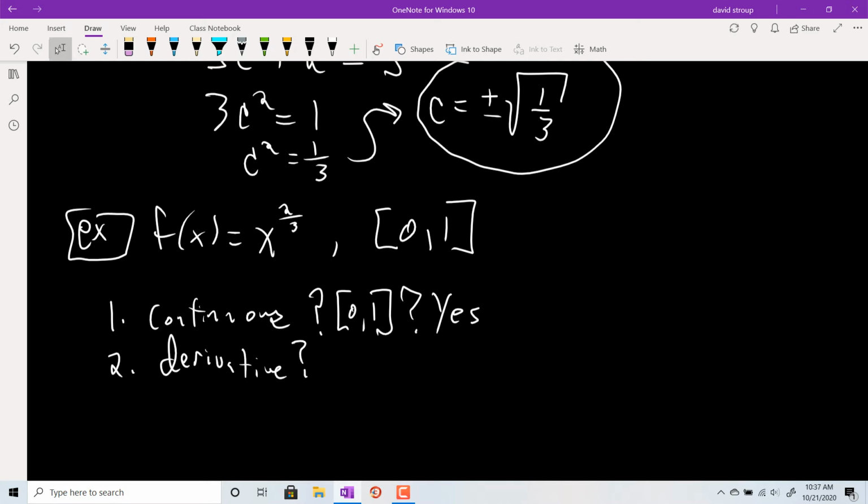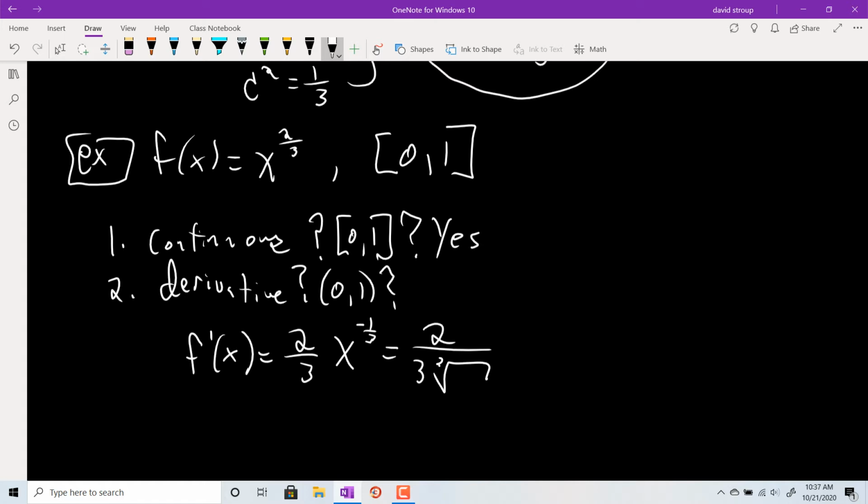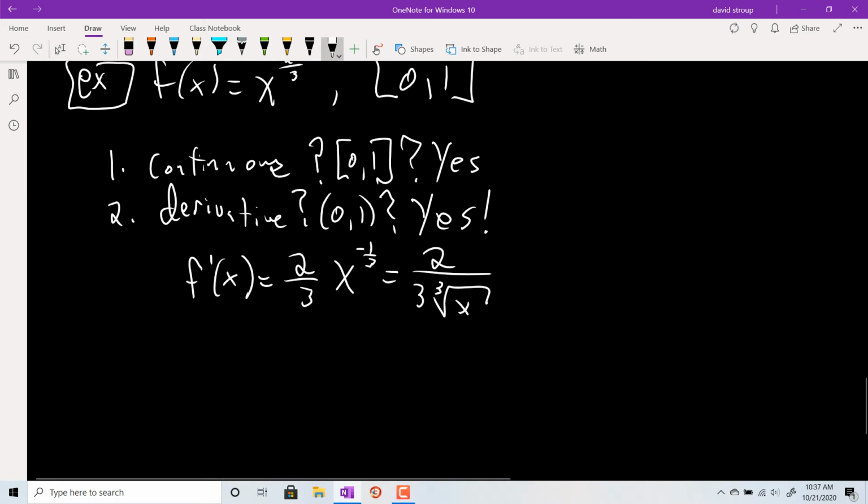Secondly, then the derivative. Does the derivative work on 0 to 1? Let's find the derivative. f prime of x equals 2/3 x to the 2/3 minus 3/3, which is minus 1/3. So we'll have 2 all over 3 cube root of x. This works everywhere except 0, and we don't care about 0. We just want the open interval from 0 to 1. So yes, great, continuous and differentiable. Now we have to find the c value. So we need to figure out what that f(b) - f(a) thing is. This time a is 0 and b is 1.